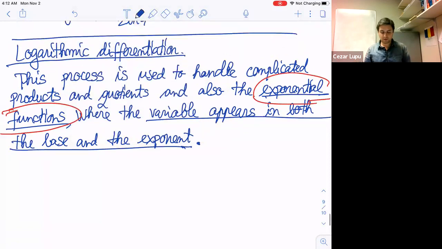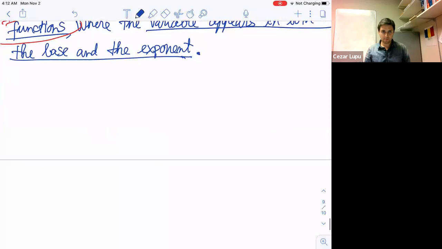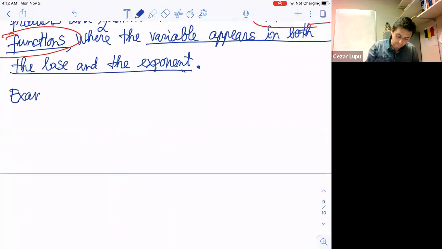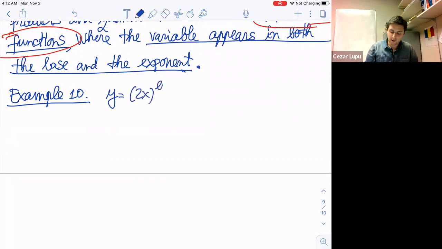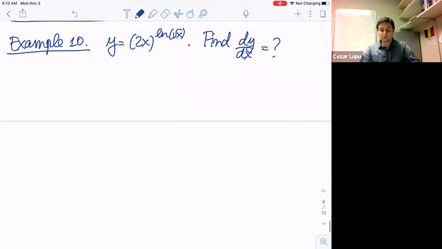All right, and let me give you an example. I think this was example number 10. Let me consider this function, y equals 2x to the power ln of square root of x. So I would like to compute the derivative, so find dy over dx. So what we're going to do is the following. You see, we have function 2x to the power another function, which is ln of square root of x. As you can see, since we have a function power another function, we can just take the natural log of this. So let's do this.